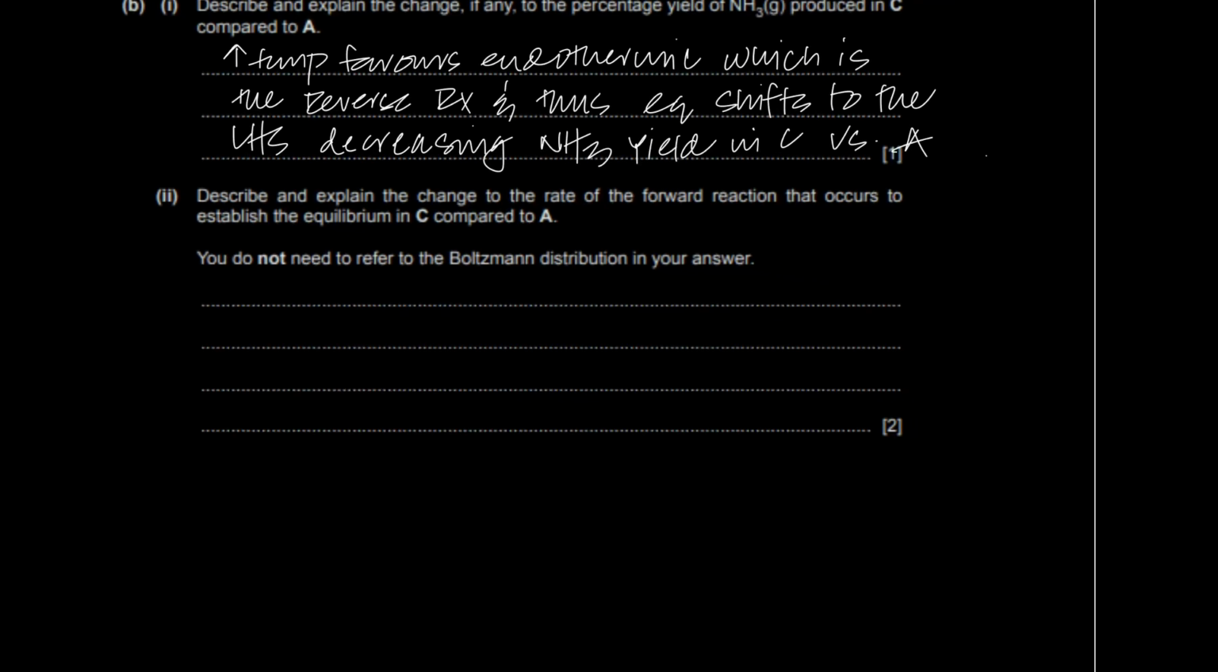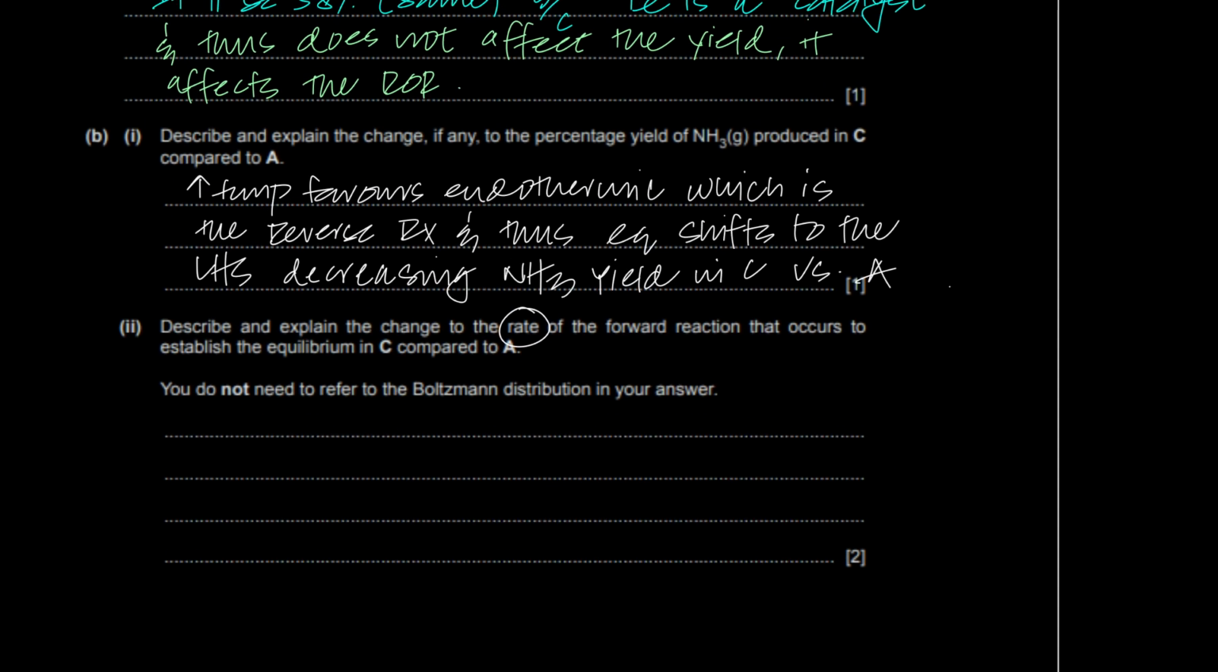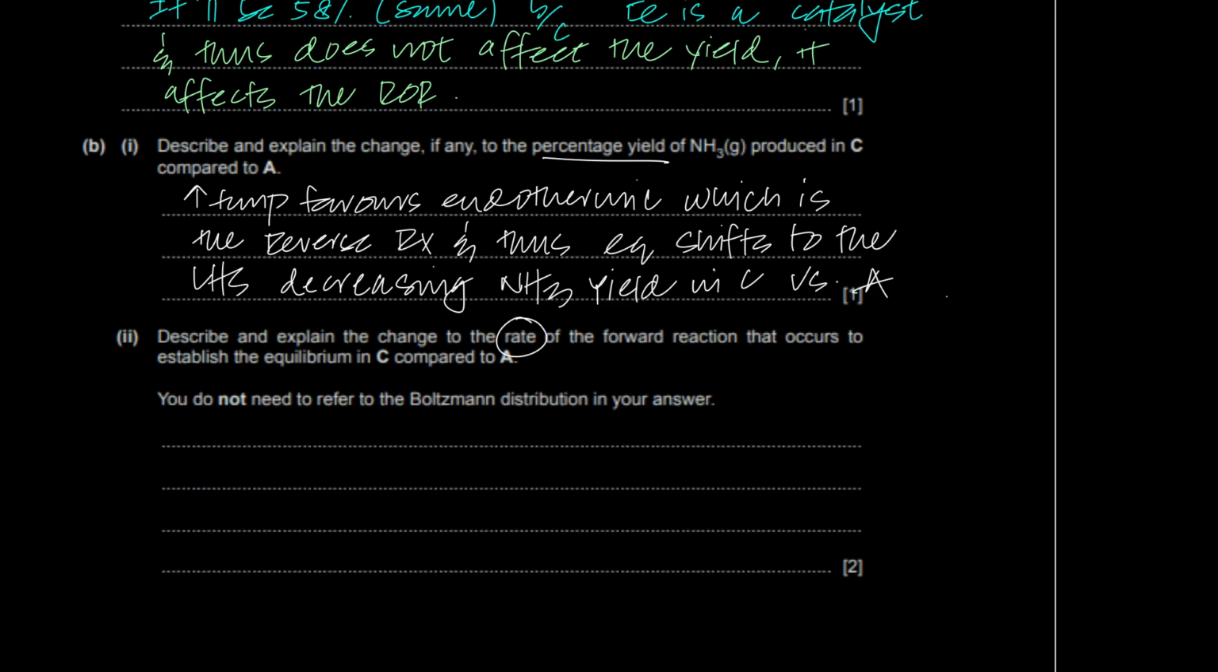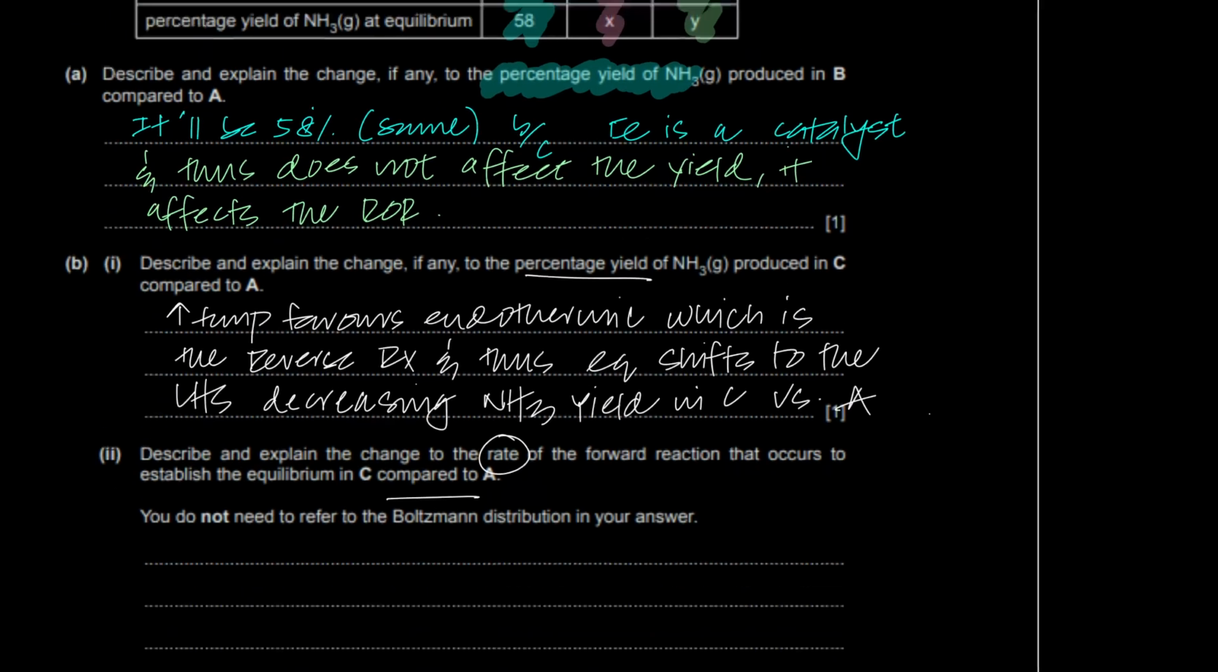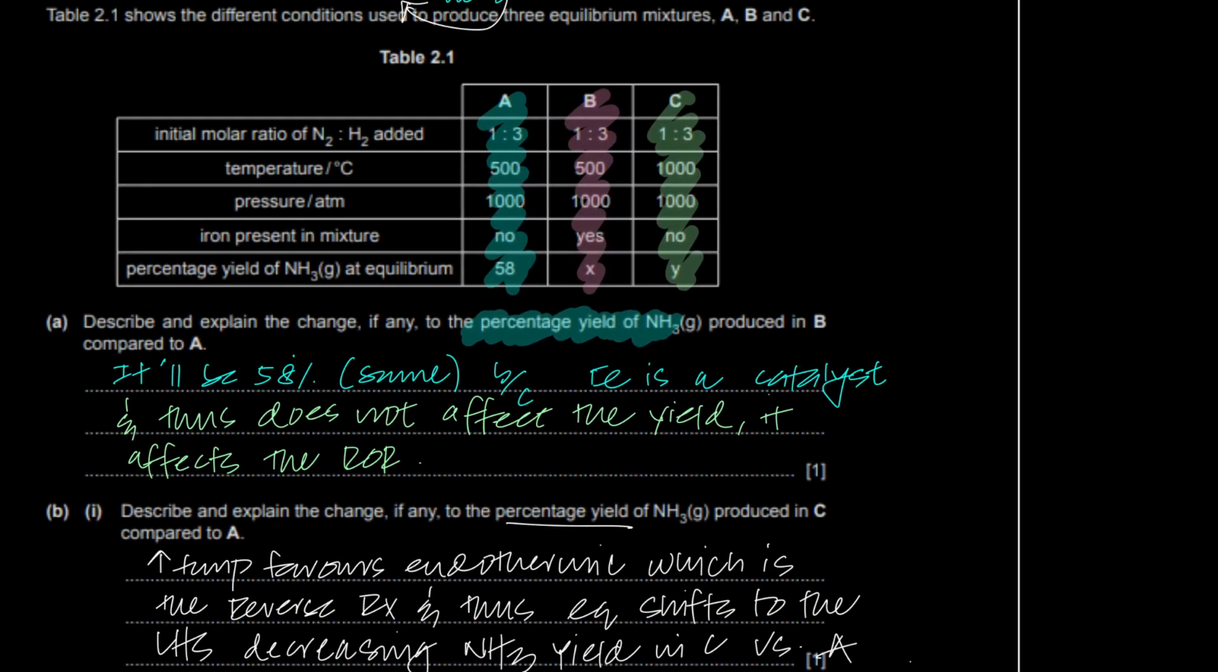Describe and explain the change to the rate. Now he's not talking about the percentage yield anymore. He's talking about the rate of the forward reaction that occurs to establish the equilibrium in C compared to A. What would happen from C to A? You know that C has a higher temperature, right? And higher temperature means faster rate of reaction.